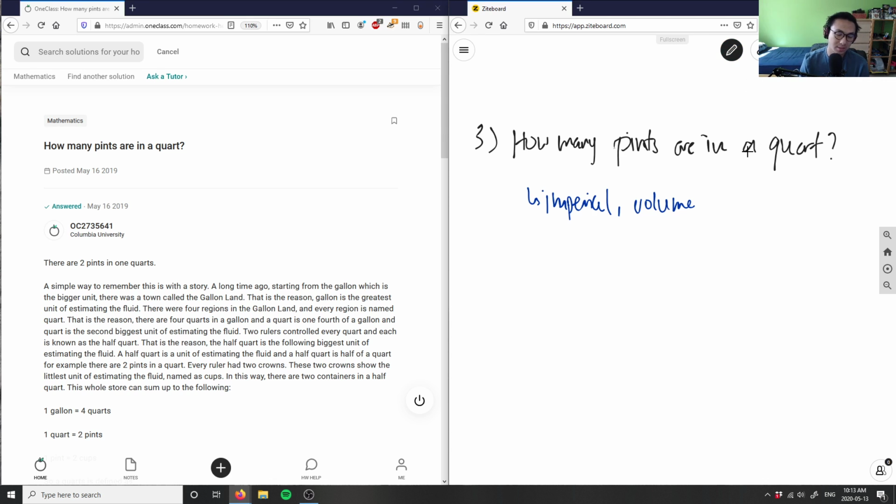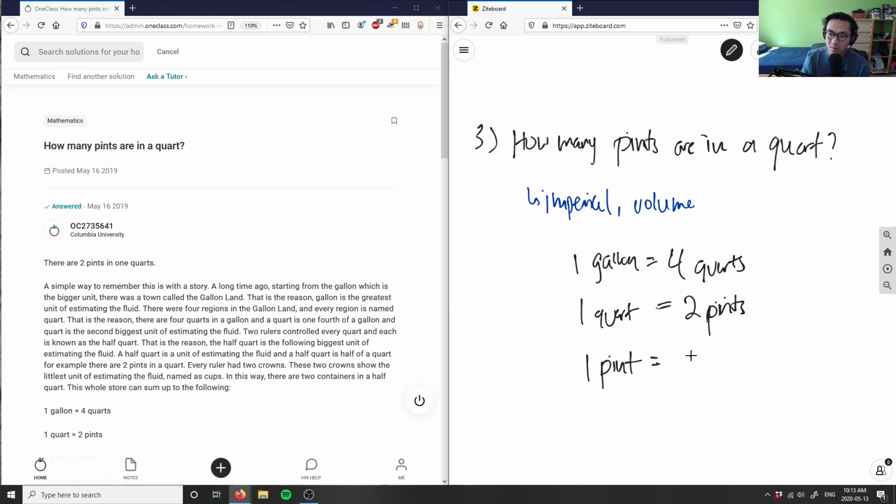So we know that if we want to solve this problem here, we need to know some basic conversion factors. So we know that 1 gallon equals 4 quarts. 1 quart equals 2 pints. And finally, 1 pint equals 2 cups.